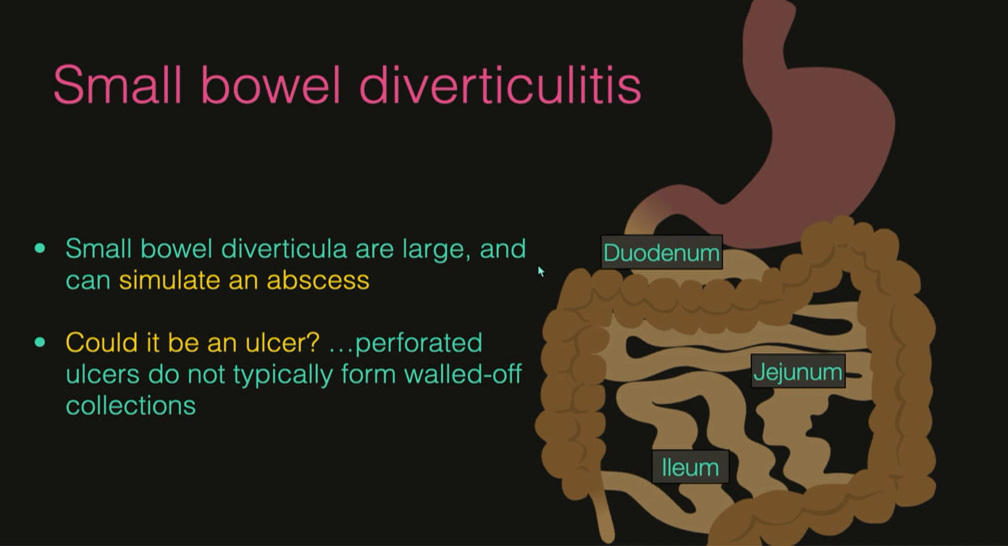So one of the things when you encounter small bowel diverticula, and maybe you've never encountered small bowel diverticulitis, it's very exciting because they can be large and quite dramatic, and they can look a lot like an abscess. So that's a big difference than their colonic counterparts, especially in the sigmoid colon, which tend to be relatively small. Probably your major differential item will be ulcer.